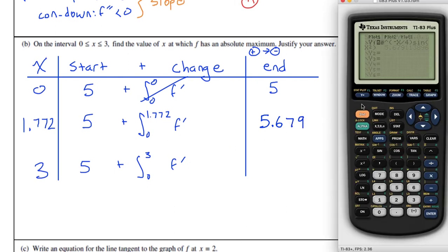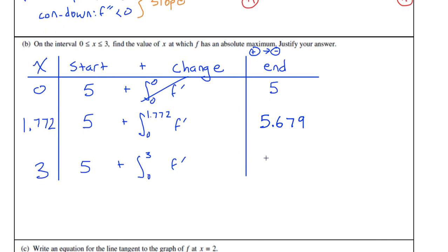What about this one? I can hit, let's get out of that. I can hit second enter to go back, and then instead of entering 1.772, I can hit delete, delete, delete, delete, delete, and hit 3, hit enter. It's a little faster way of entering it. And we get, what is that going to be? Like, I don't know, 5.5, yeah, 5.579. 5.579.